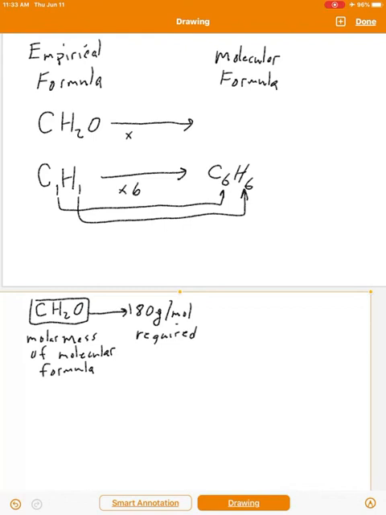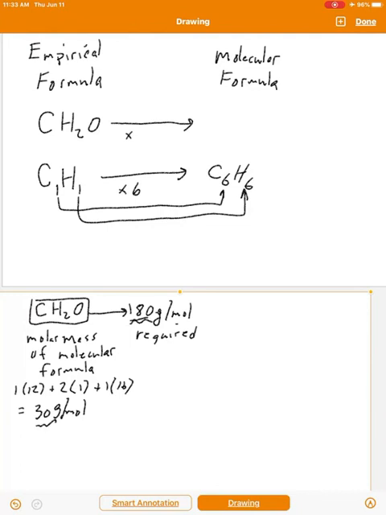So for example, carbon is 12. See how I'm using a nice round number for this type of problem? I'm not using all the sig figs. The reason I'm doing that is this is a nice round number. Hydrogen is 1. Oxygen is 16. If you add all those up, you get 30 grams per mole. So then you just ask yourself, what do I have to multiply 30 by to get 180?